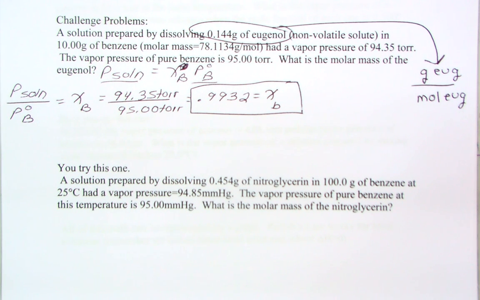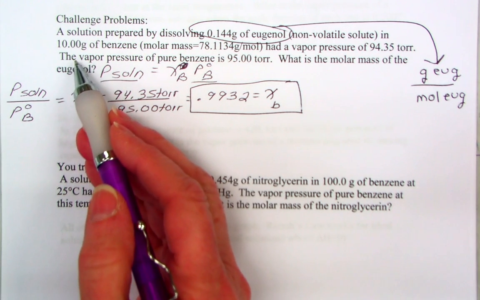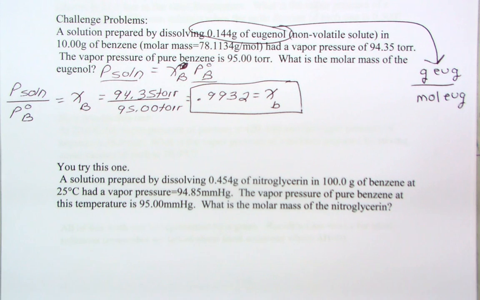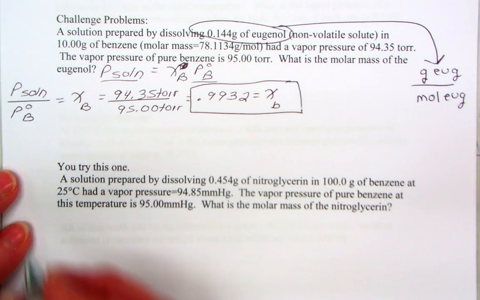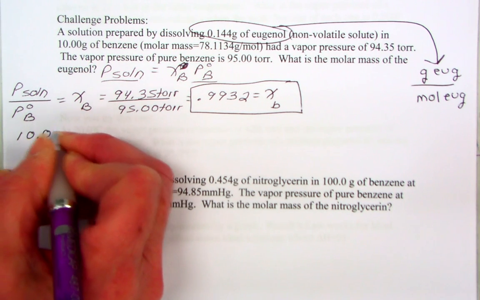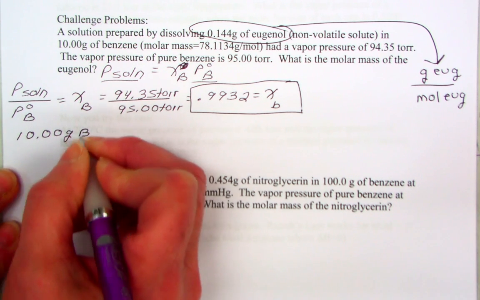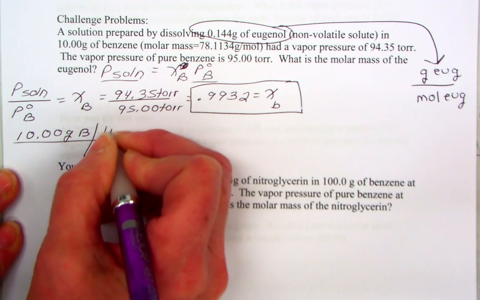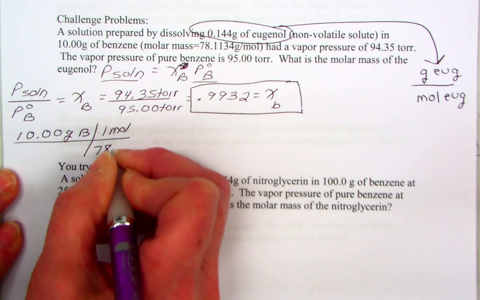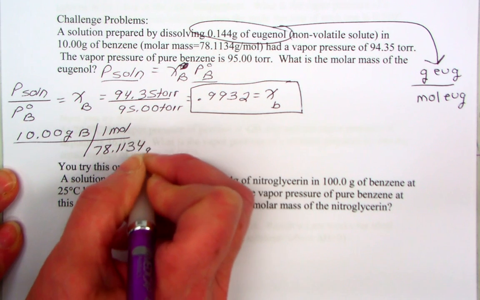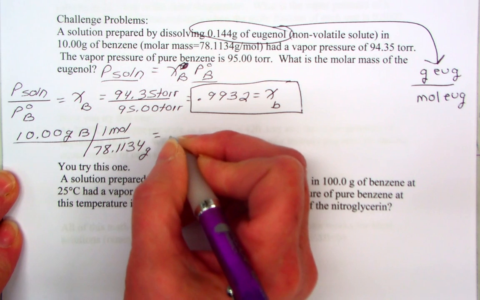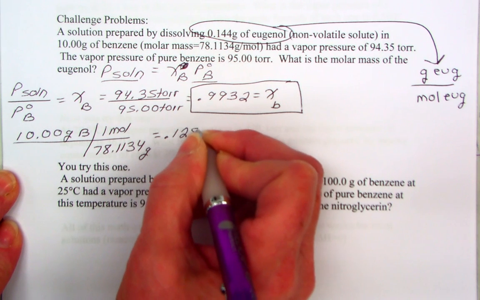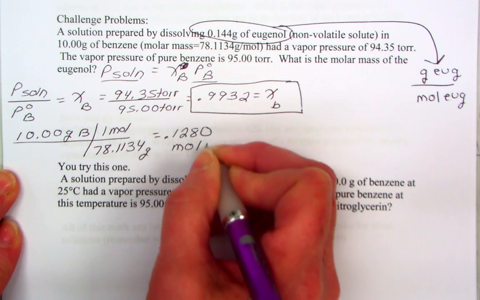Mole fraction means moles of benzene divided by the total moles. I know how many grams of benzene I have. I have 10 grams of benzene. So I can turn that into moles. So let's do that. So I have 10 grams of benzene. I know that 1 mole of benzene is 78.1134 grams. So I know that I have 0.1280 moles of benzene.